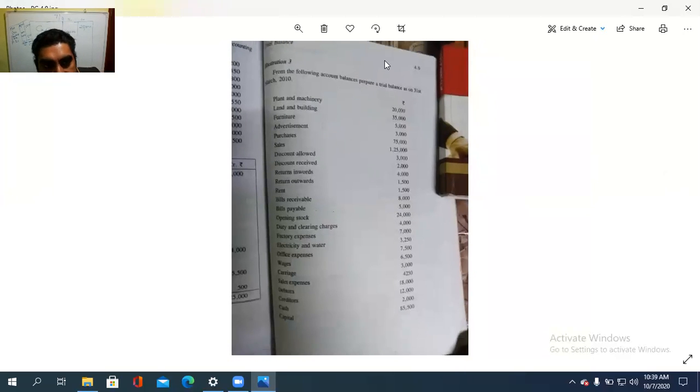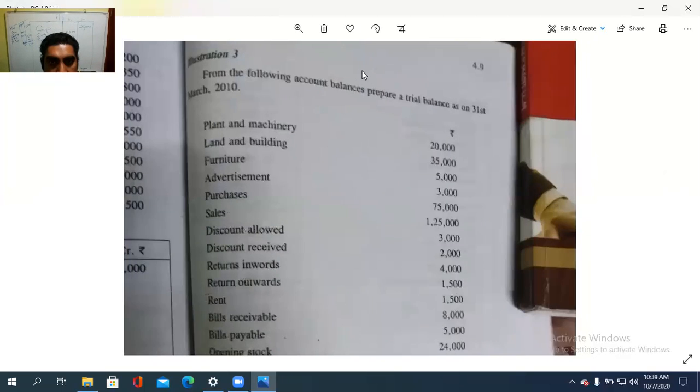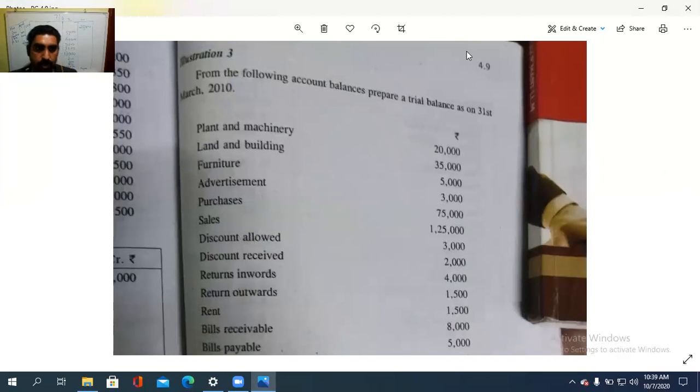See the problem, illustration 3. From the following accounts, prepare a trial balance as on 31st March 2010. Plant and machinery, where is it coming? It is coming on the debit side because it is an asset. Land and building, coming on the debit side, 35,000 as asset. Furniture, 5,000 asset. Advertisement, paid, so expense, so debit.